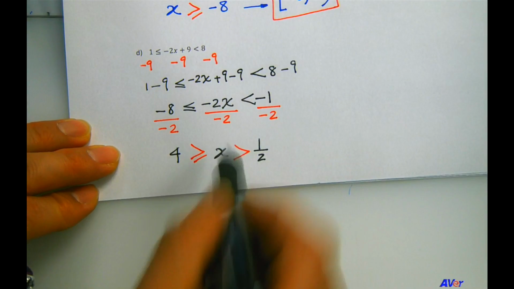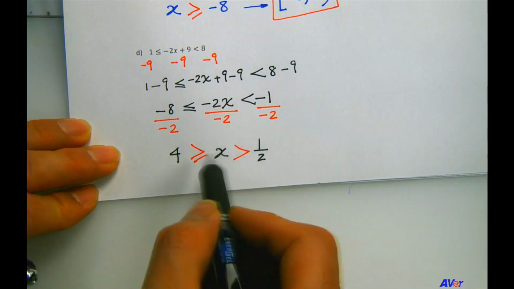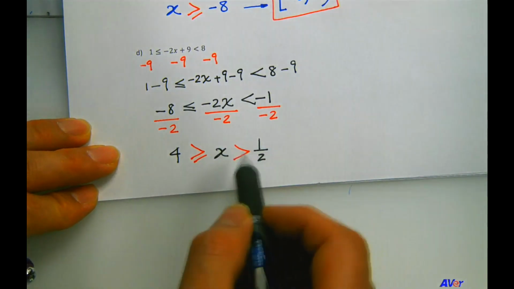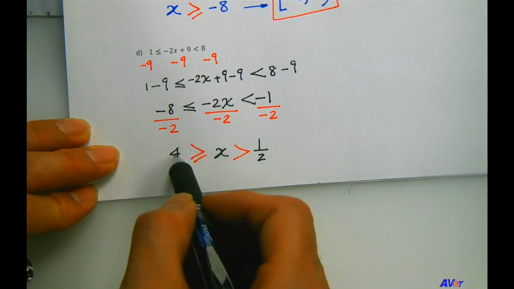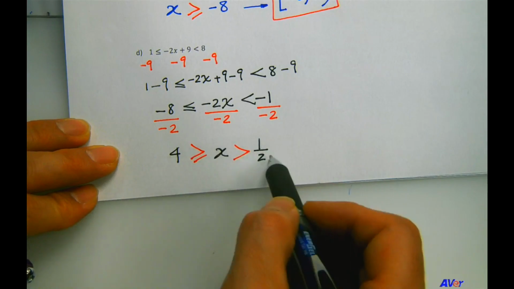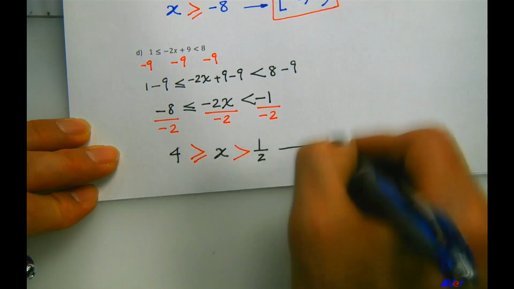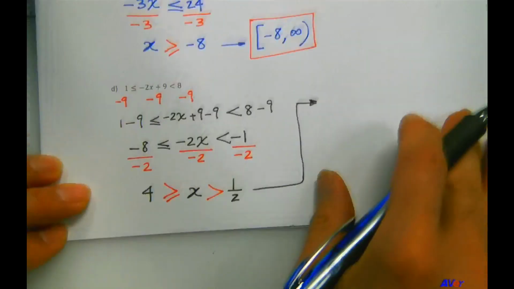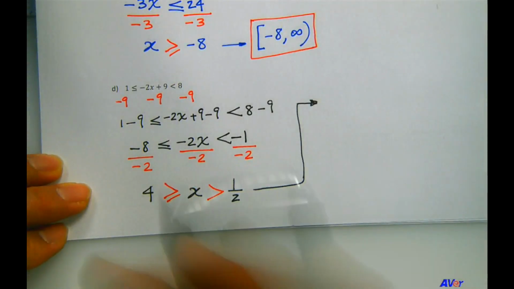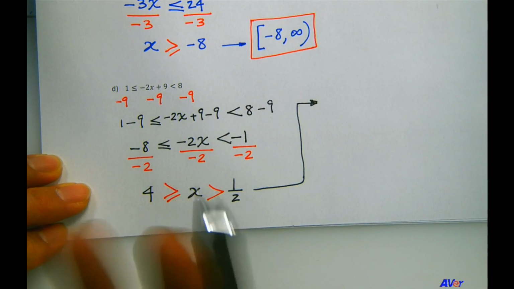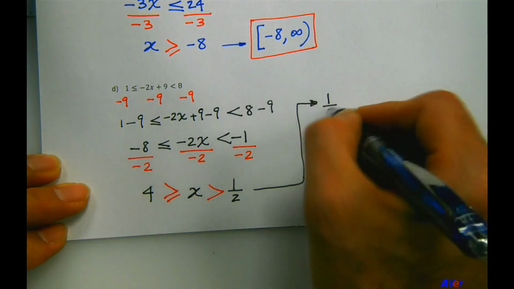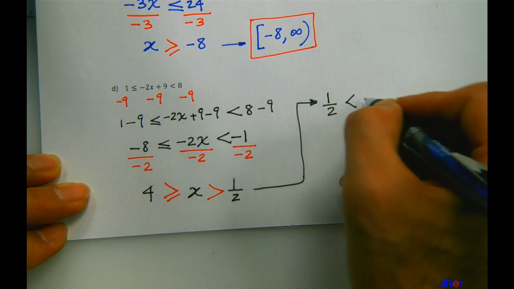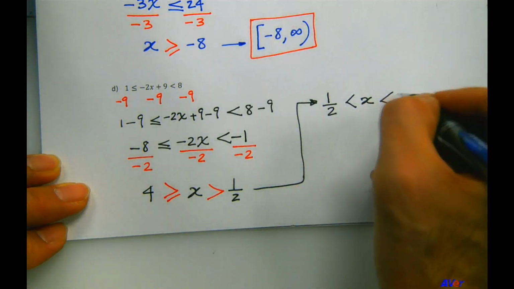Okay? So even though this is correct, it's better to write it so that the smaller number is on the left and the larger number is on the right. So let's do that. I'm just going to rewrite this. It's the same thing, but visually it looks better because the smaller number is on the left. So 1/2 less than x, x less than or equal to 4.